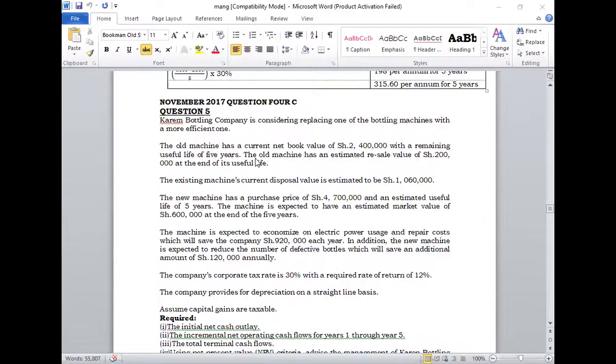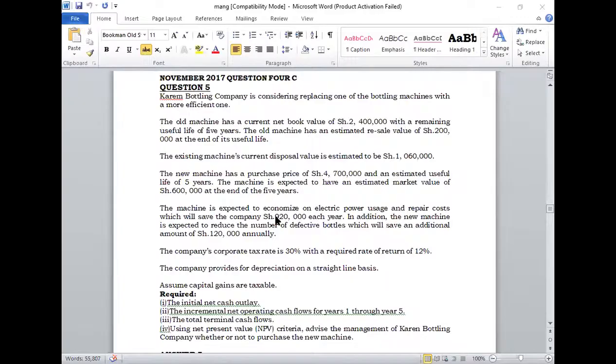The machine is expected to economize on electric power usage and repair cost, which will save the company shillings 920,000 each year. In addition, the new machine is expected to reduce the number of defective bottles, which will save an additional amount of shillings 120,000 annually. The company's corporate tax is 30% with a required rate of return of 12%. The company provides for depreciation on a straight line basis.